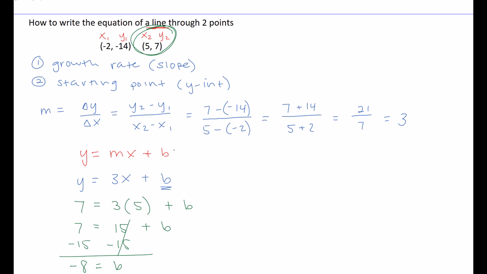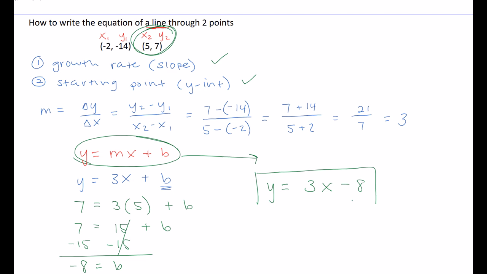So now I'm going to take this equation and rewrite it with all of my values in it, my growth rate and my starting point. So our last step is to rewrite y equals 3x minus 8. And there you go. That is the equation of the line through those 2 specific points.